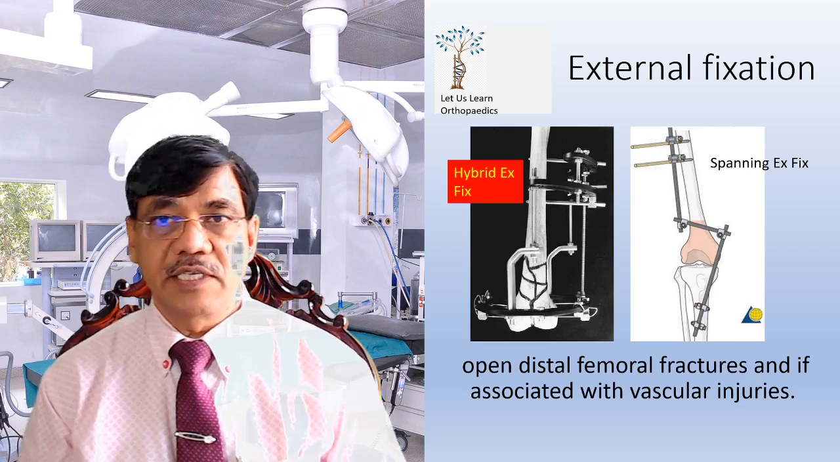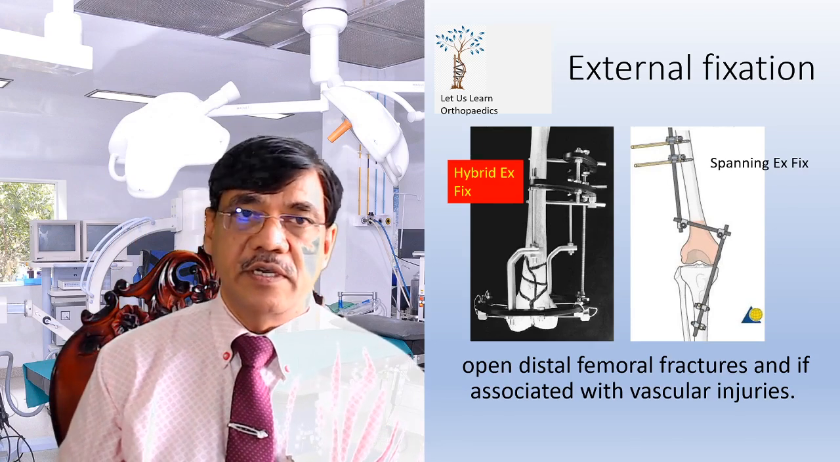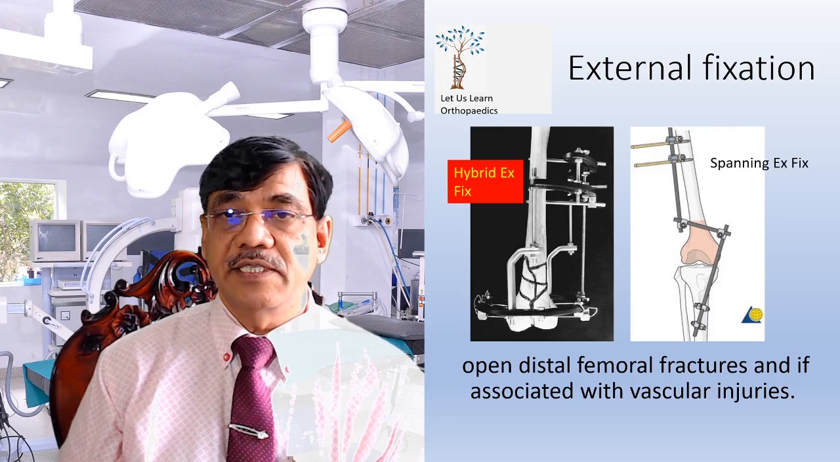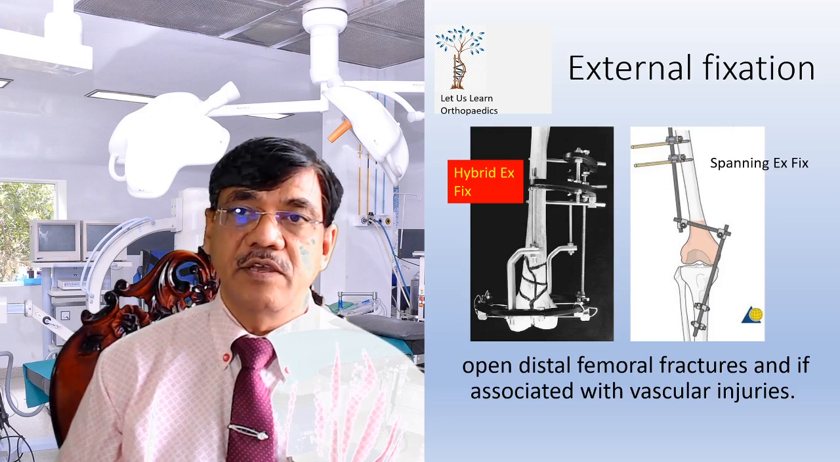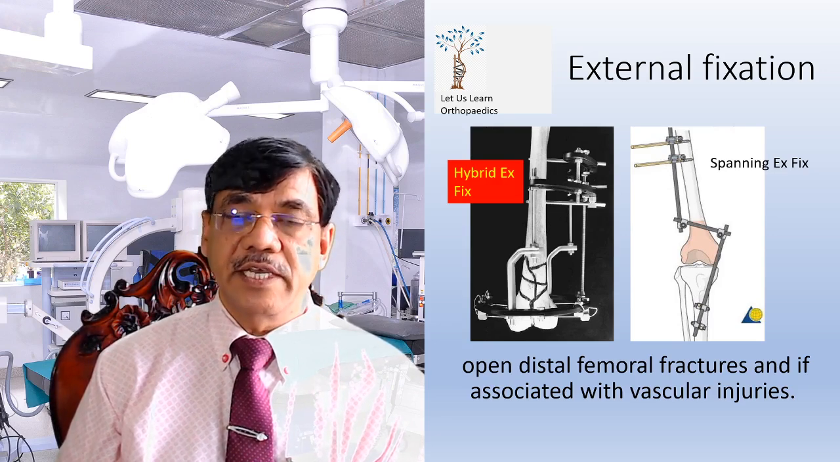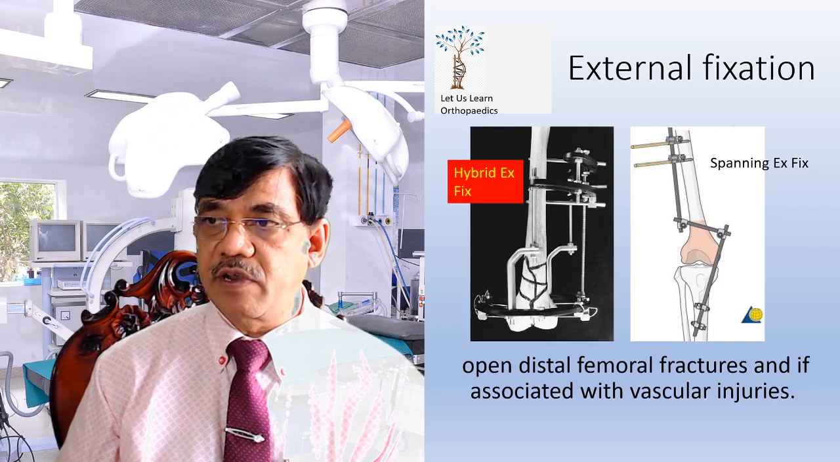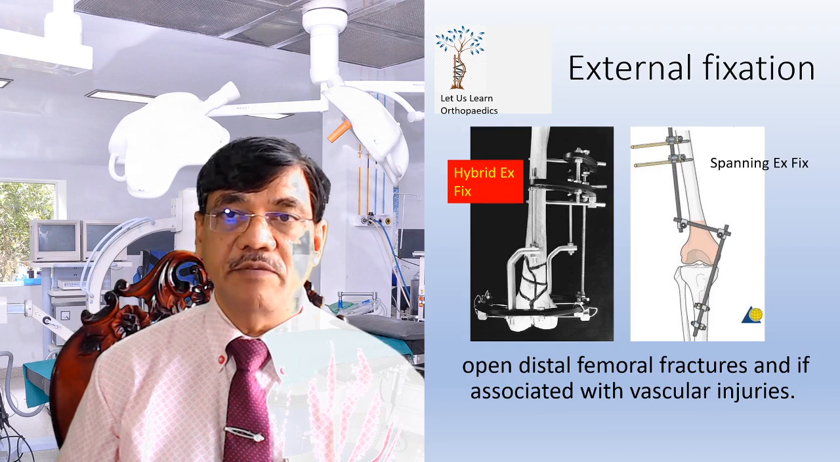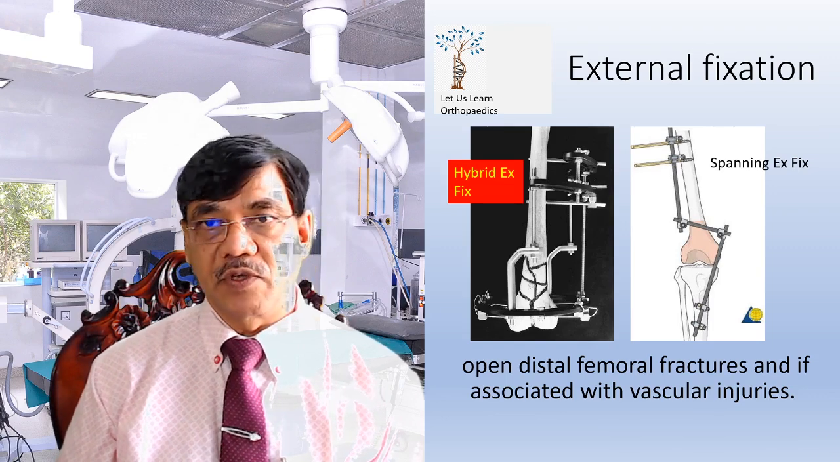As you can see, the first picture is showing an example of a hybrid external fixator, whereas in the second diagram what we are seeing, we call it a spanning external fixator, usually given temporarily till the time the wound is healed, and then it can be converted into internal fixation.